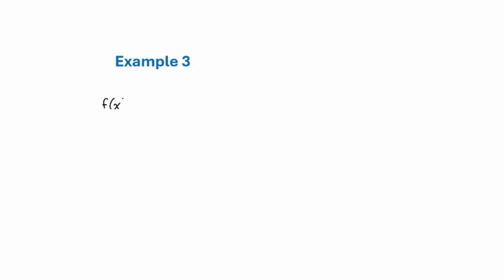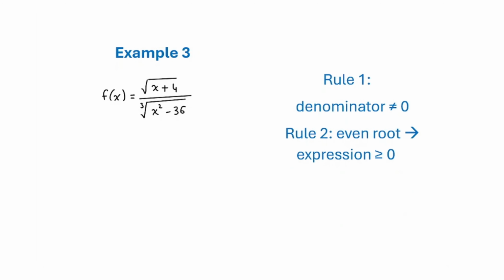We have f of x equals the square root of x plus 4 all over the cube root of x squared minus 36. Here again we have a denominator and a root. So we apply both rules. The denominator must be different from 0, so we write the cube root of x squared minus 36 is not equal to 0, and the expression under the square root must be greater than or equal to 0, so we write x plus 4 is greater than or equal to 0.